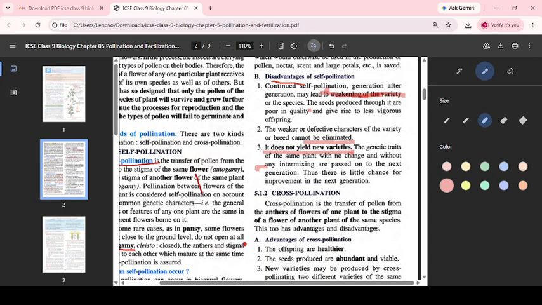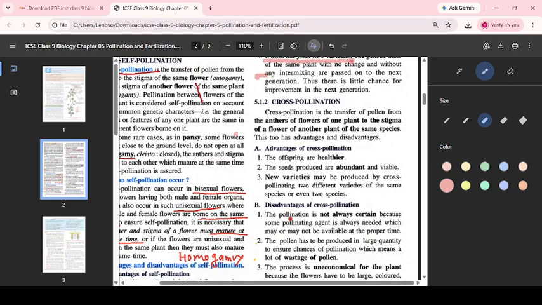So what are the three major advantages? It is 100% sure, there is no wastage of pollen grains for pollination, and third, parental characters can be preserved. And the disadvantages of self-pollination: it causes continuous weakening of the variety, a new variety cannot be created or developed, and weaker characters cannot be eliminated. Mostly two of these points are asked in exams; I have discussed three with you. Next, we are moving on to cross-pollination.